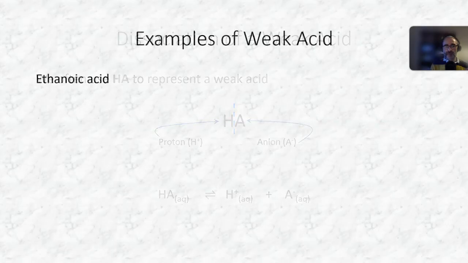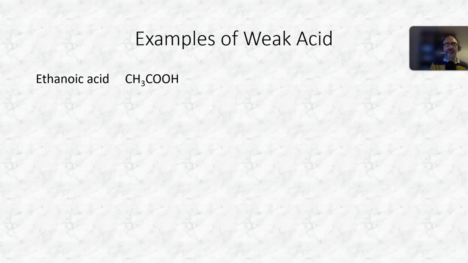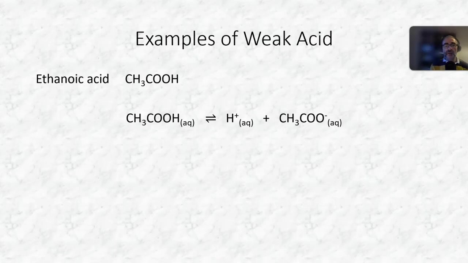Let's consider some examples of weak acids. The first one we're going to talk about is ethanoic acid. Ethanoic acid has the formula CH3COOH. When we write the equation for the reversible reaction of the ionization, we have on the left as our reactant CH3COOH aqueous, and to the right of the arrow we have H+ aqueous and the CH3COO-, the ethanoate anion.